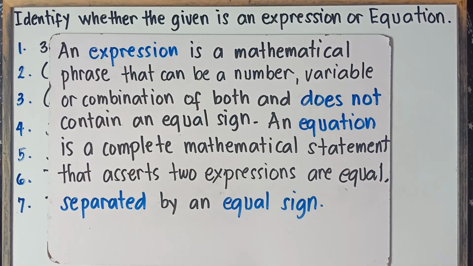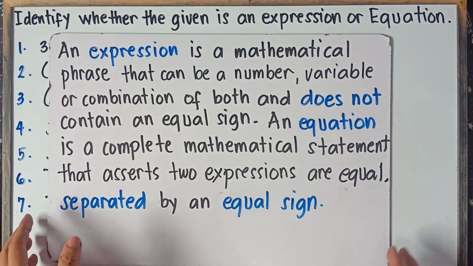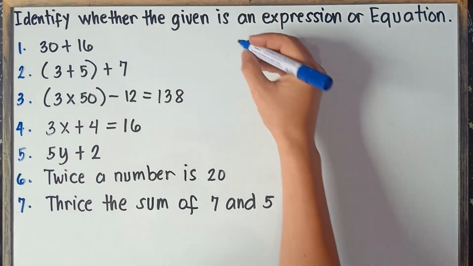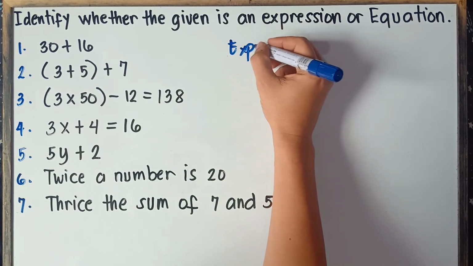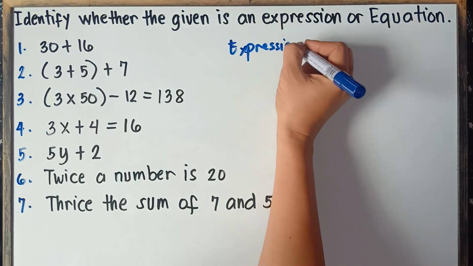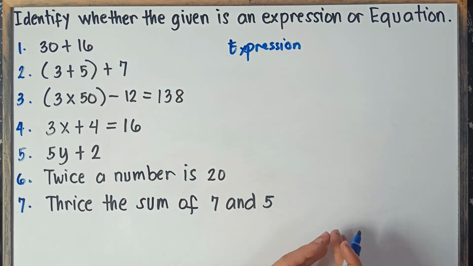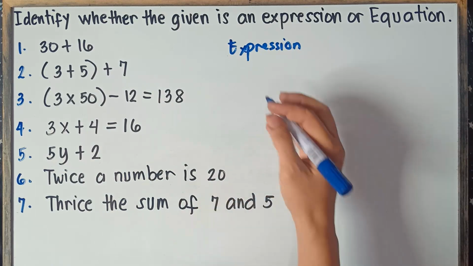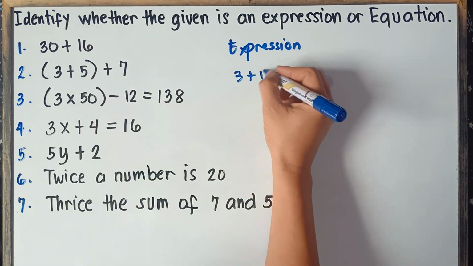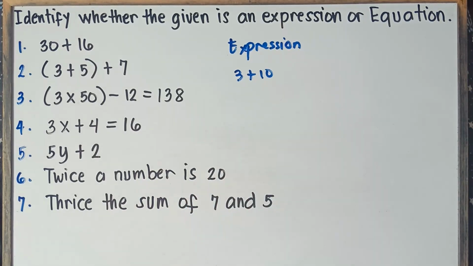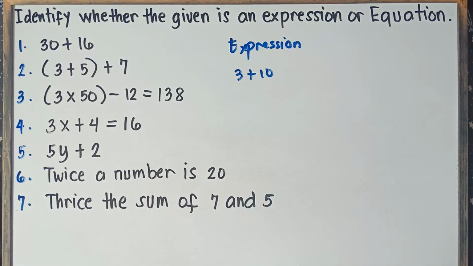Now let's have an example, class, for you to really understand this with regards to expression and equation. Let's have an example of an expression. An expression is just a number alone, a number together with a variable, or a combination of both. For example, 3 plus 10, we can write this as an expression. This is an example of an expression. We call this one a numerical expression.